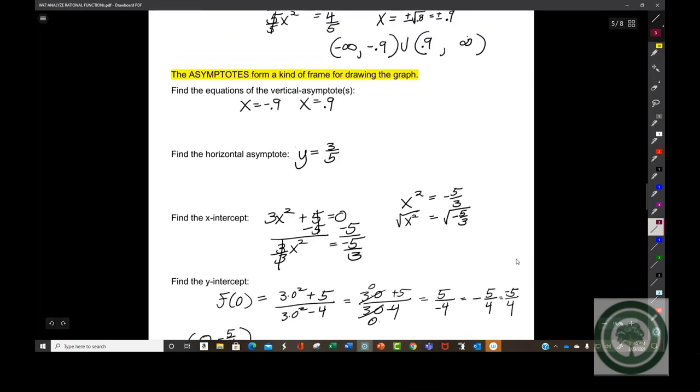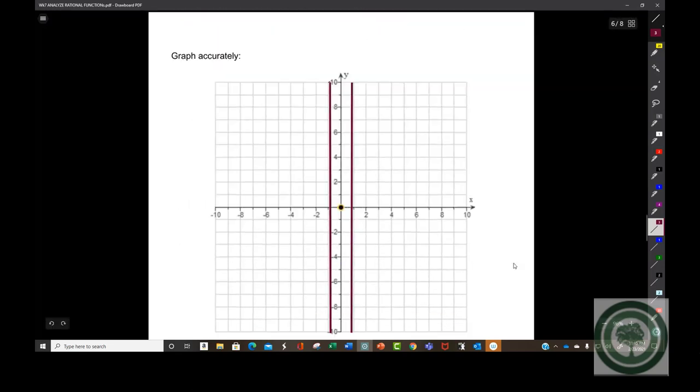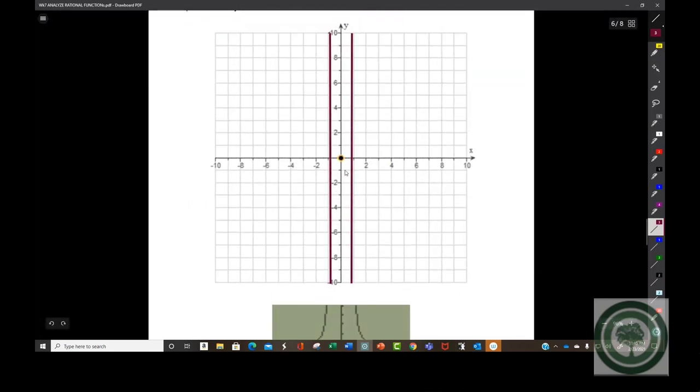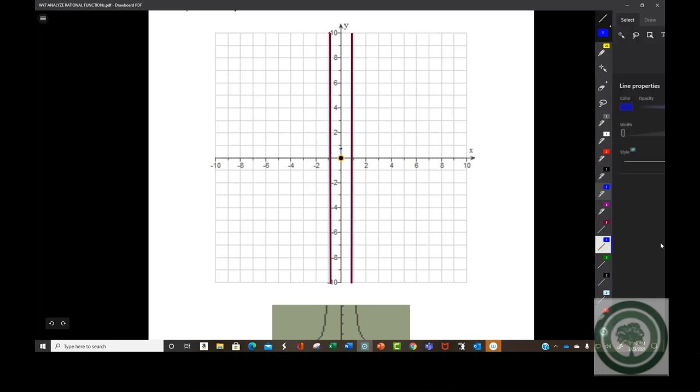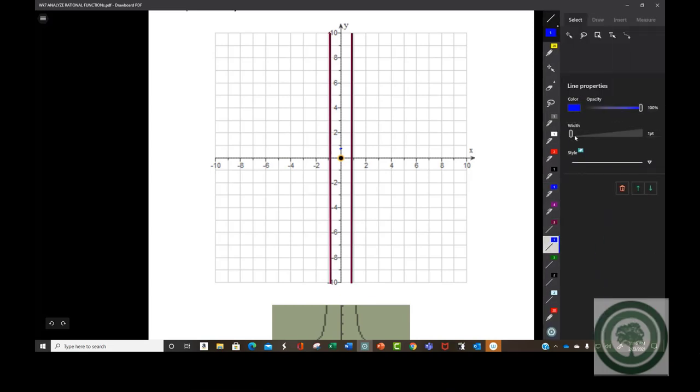Okay. Now, the horizontal asymptote is 3/5. I can manage that. 3/5 is, well, imagine this. Imagine the area from 0 to 1 here on the y-axis being cut into 5 parts. 1, 2, 3, 4, 5. I would guess that this, oh, that would be 4/5. 3/5 is closer to the center. Not that you have to be exact.